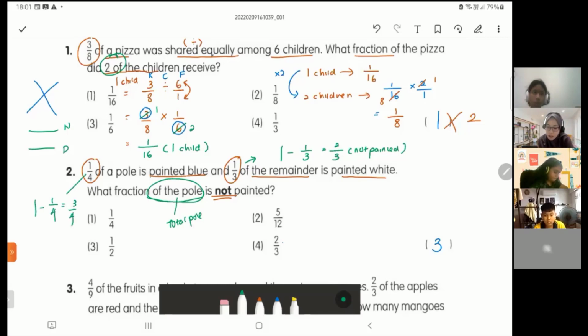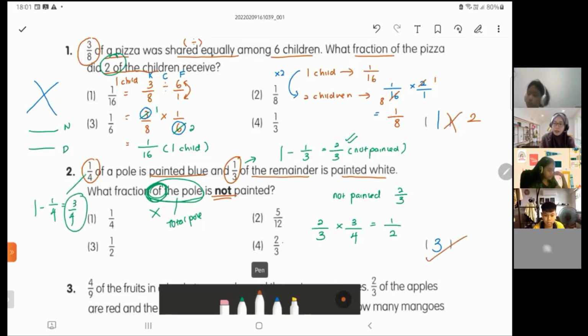So now I have two fractions, right? So what fraction of the pole is not painted? Not painted is this one. So not painted will be 2/3. The whole pole is 3/4. So 2/3 of the pole, 3/4, like this. All right. So the answer will be half. So this is correct. Okay.